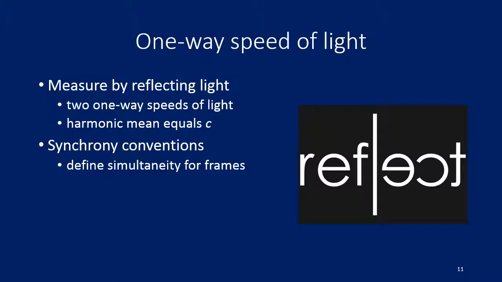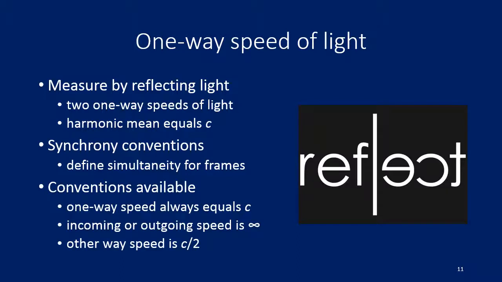Now we need a synchrony convention of some sort to define simultaneity for frames. And there are multiple ones available. By far, the one-way speed of light is considered to equal c by the physics community. In fact, it's defined as that. But it is possible to define the incoming or outgoing speed as infinite, and the speed of light in the other direction as c over 2. This seems strange, but it is perfectly consistent with experiment, and we'll show what it leads to.